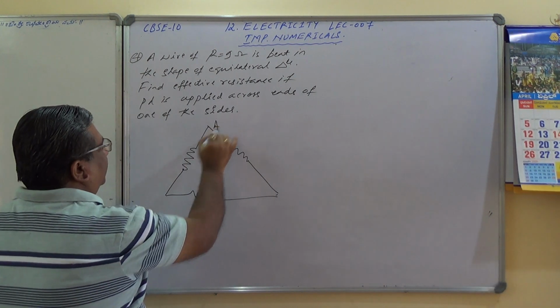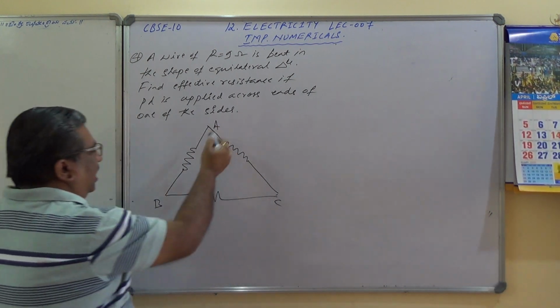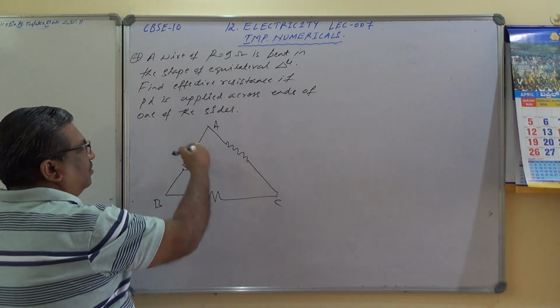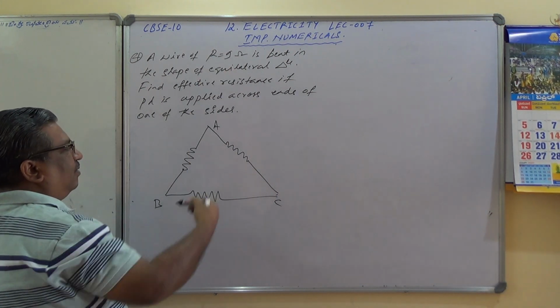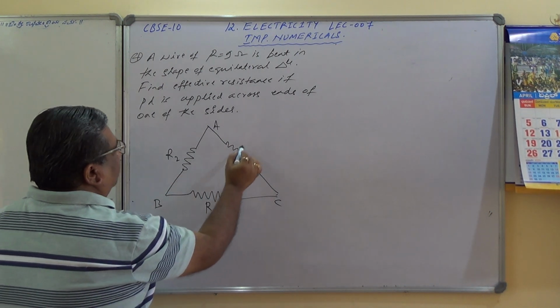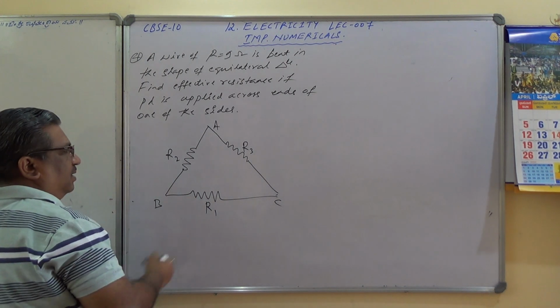These are A, B, C here. AB plus BC plus AC is equal to L. Total ohms is 9 ohms, but individual length will be 1/3 because there are 3 equal parts. So this is R1, R2, R3, isn't it?